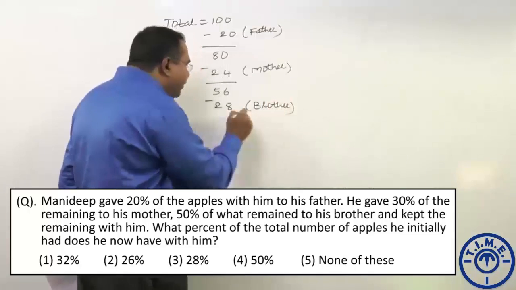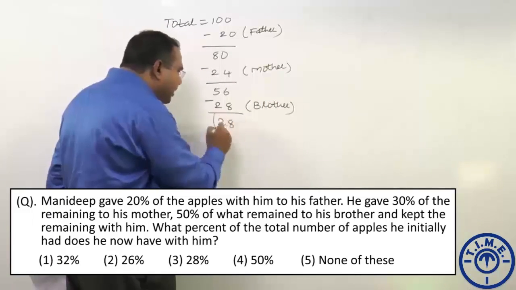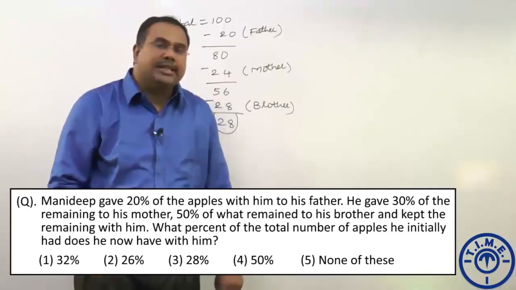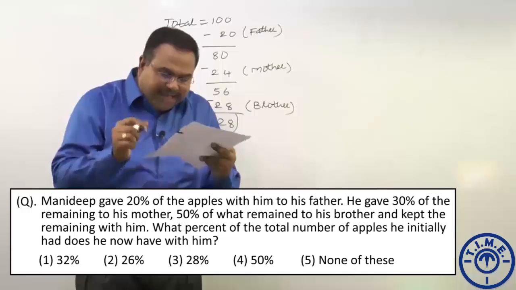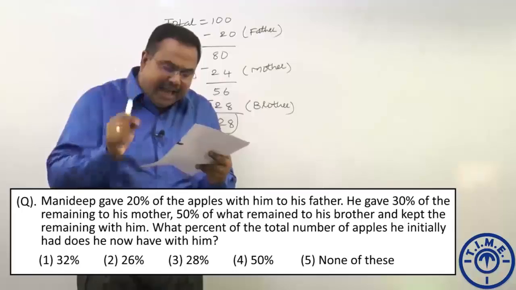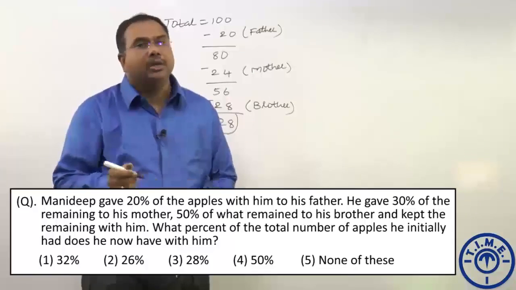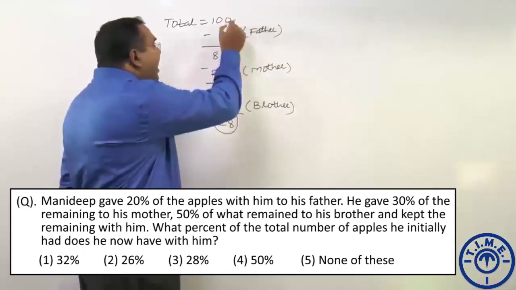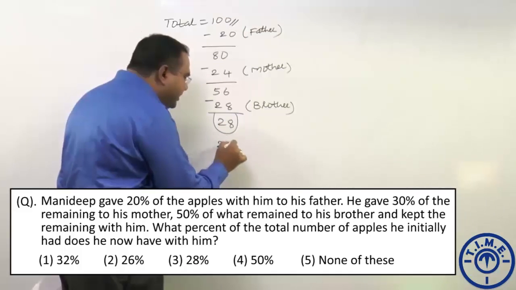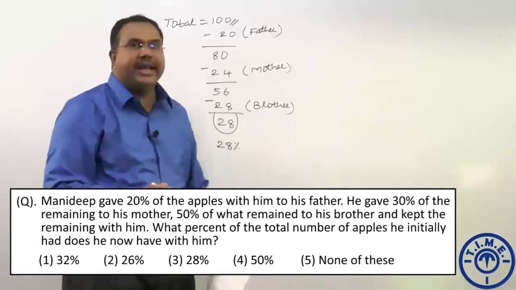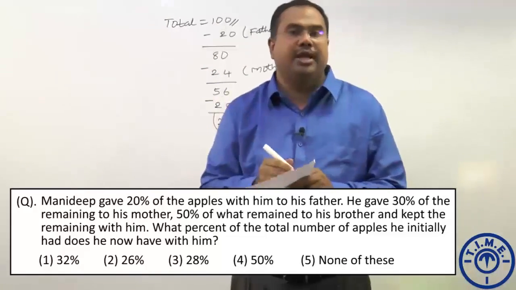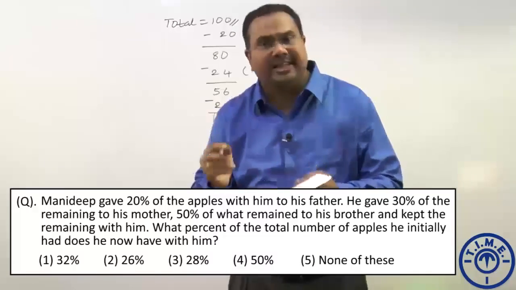So, how many are left over now? 28. These are the apples left over with Manideep. Now, what is the question? The question is, what percentage of the total number of apples he initially had does he have now? Initially he had 100. Out of this, how many are left over? 28. So, what is the percentage? It is 28%. We can also solve this question using another method, that is a second method.